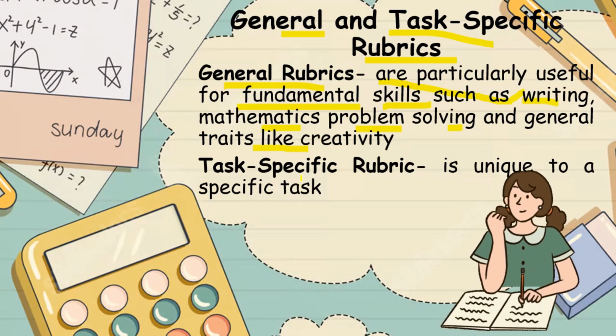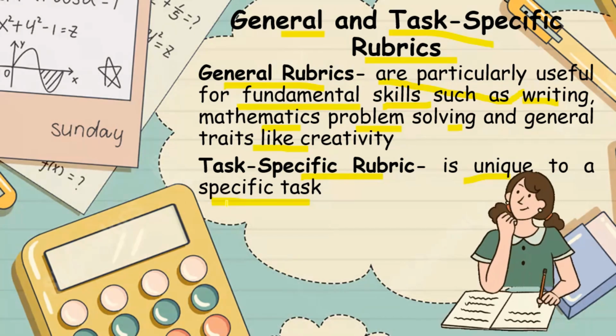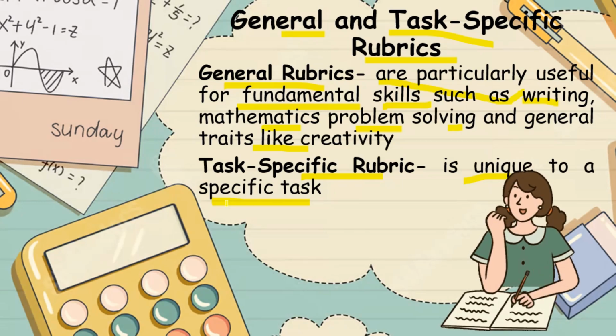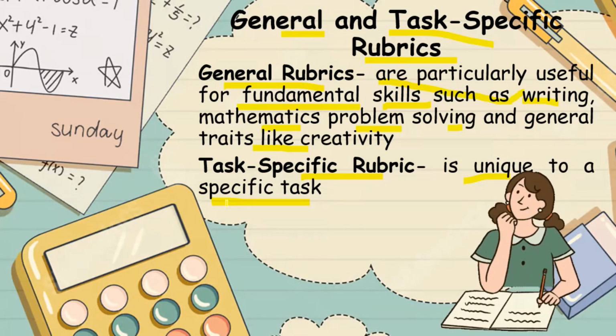In a task-specific rubric, this is unique to a specific task. So you can use a task-specific rubric as a reliable assessment of performance on a specific task, such as giving an answer or specifying a conclusion. However, a task-specific rubric is time-consuming and difficult to create for all the different tasks you'd like to assess. However, it makes scoring easier.